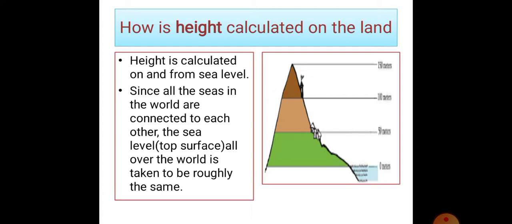I would like you to have this as an assignment. I would want you to find out what machine is used in order to measure the height on land. Okay, wonderful. Now, height calculation picture.